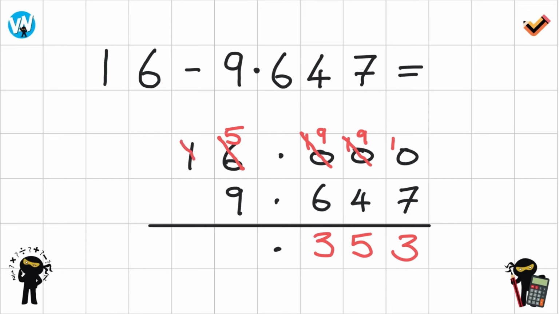5 take away 9, we can't do that. So that leaves us nothing there as we exchange again. 15 take away 9 is 6. So again, this would go into the answer box and we would get the mark. But again, I want you to really not fear the fact that we've got a whole number take away a decimal number. Decimal, decimal, decimal, job done.